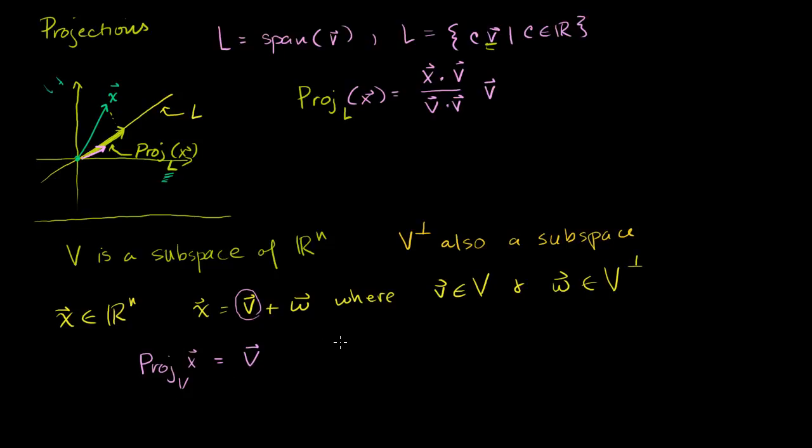Alternately, you could say that the projection of x onto the orthogonal complement of V, sorry, I wrote transpose, is going to be equal to W. So this piece right here is a projection onto the subspace V. This piece right here is a projection onto the orthogonal complement of the subspace V.